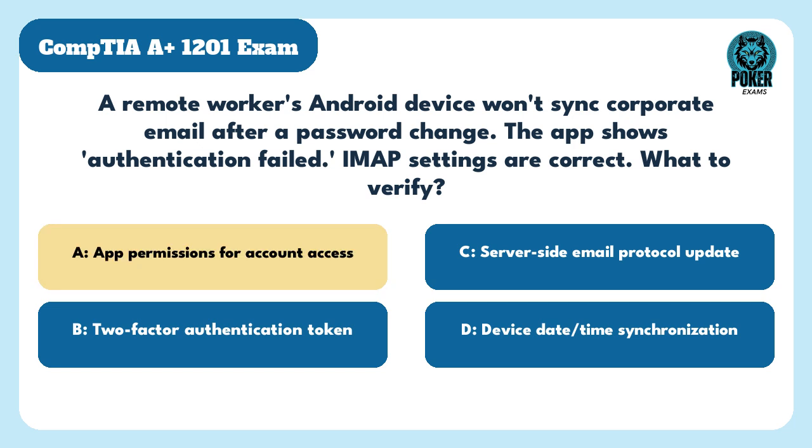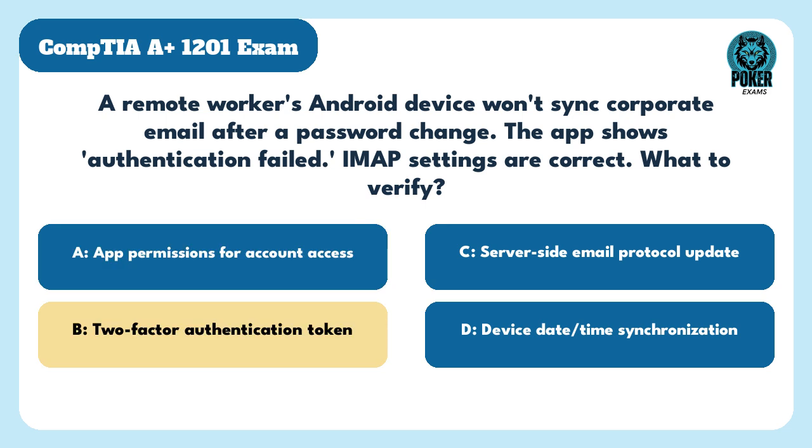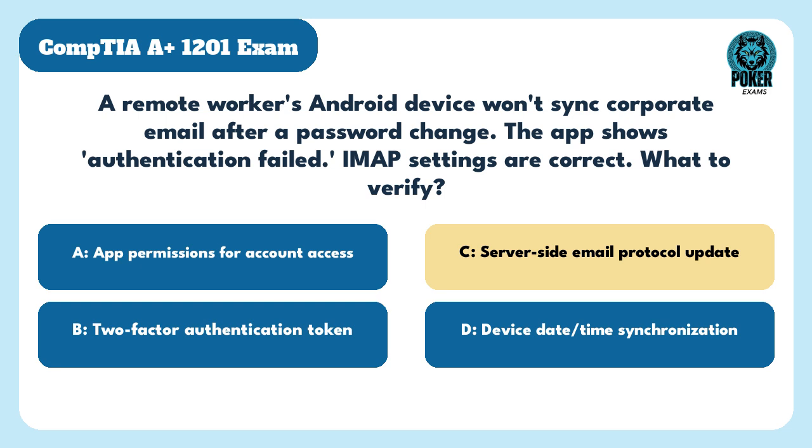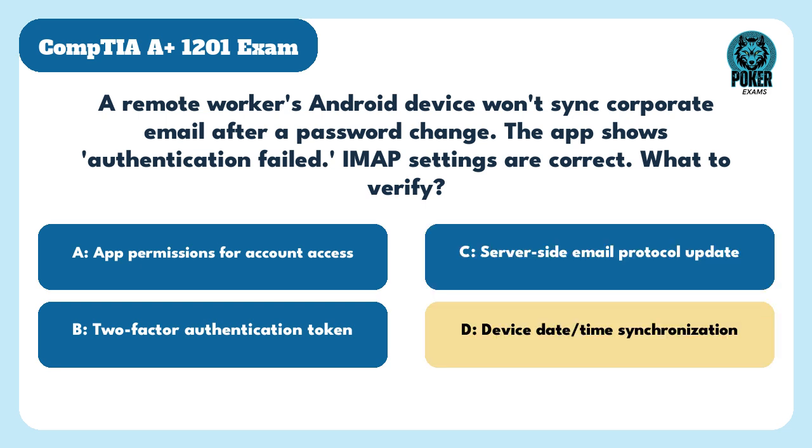Option A. App permissions for account access. Option B. Two-factor authentication token. Option C. Server-side email protocol update. Option D. Device date time synchronization.